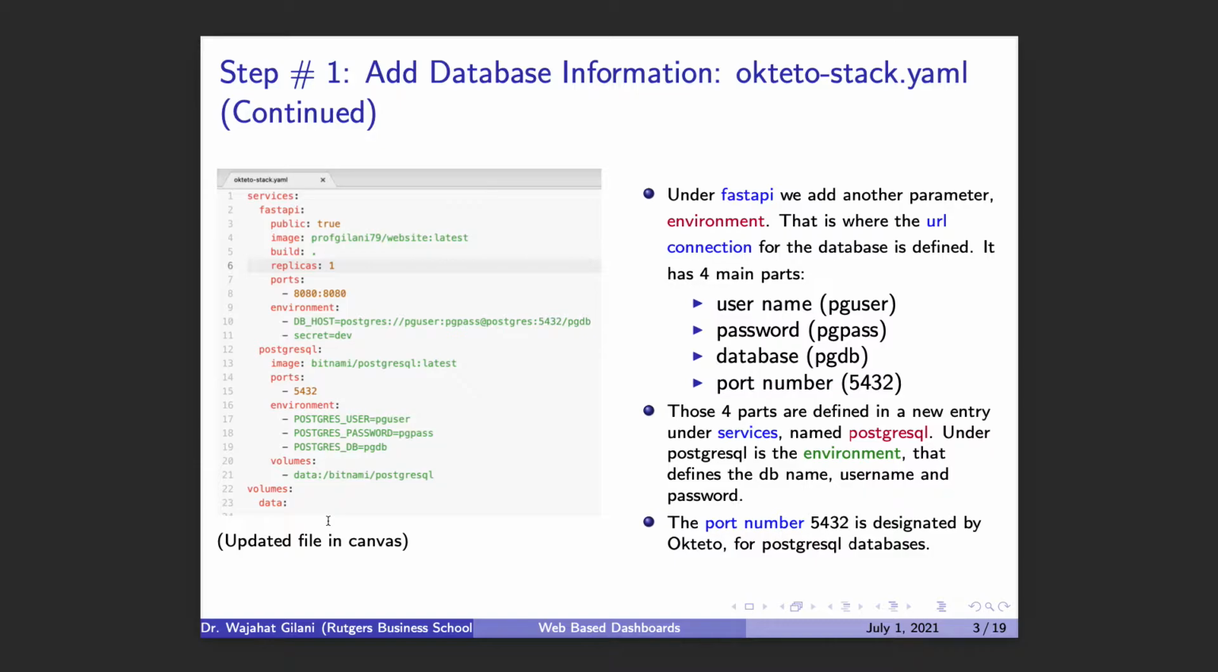But the key points here are that under services, we had just one service called FastAPI. We are now going to have 2 services under services, FastAPI and PostgreSQL. If you notice, they're just tabbed in by 1. So we'll have 2 of them, okay? There's 2 services now. Within the FastAPI, we added an additional parameter called environment, right? And in this environment, we basically stated 2 things.